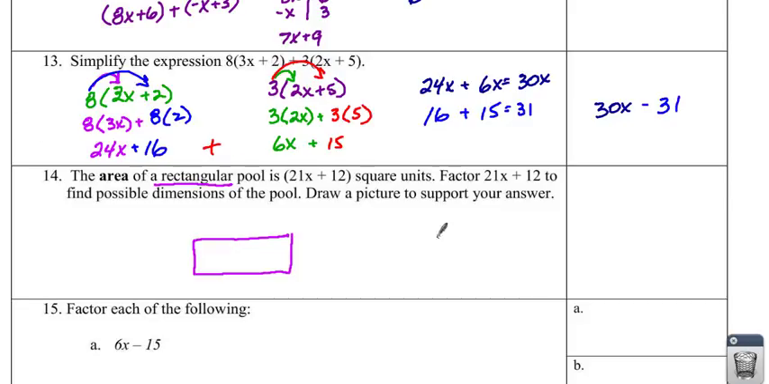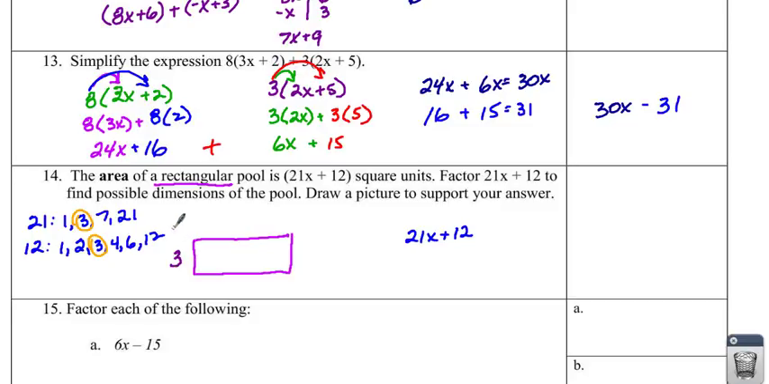So really what this boils down to is if you have 21x plus 12, what do the factors end up being? Well, let's factor 21. Let's factor 12. 21 has as factors 1, 3, 7, 21. Those are the only numbers that make up 21. 12 has as factors 1, 2, 3, 4, 6, and 12. Notice that the common factor, there's only one actually, is 3. So if we were factoring 21x plus 12, it would factor out to 3 times.